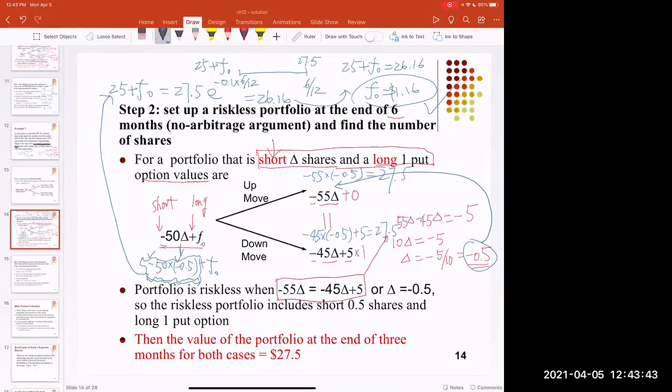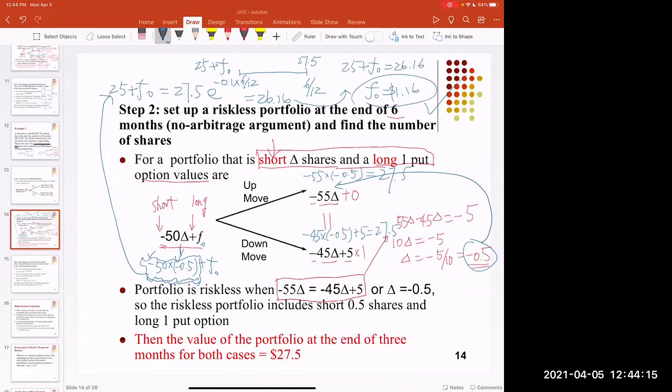So please try to understand the big picture, okay? We basically have 3 steps. Step 1, set up a binomial model for the stock and option. Step 2, we create the portfolio, which is the riskless portfolio, no arbitrage, and figure out the number of shares to take in the portfolio. And finally, we use the expected payoff to find the option price.